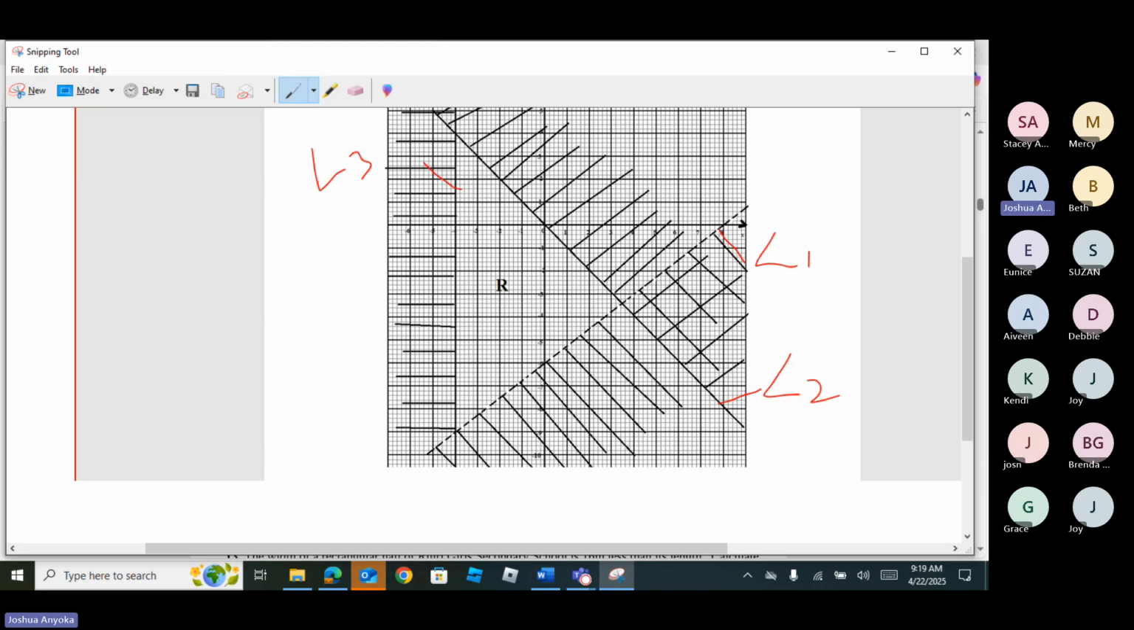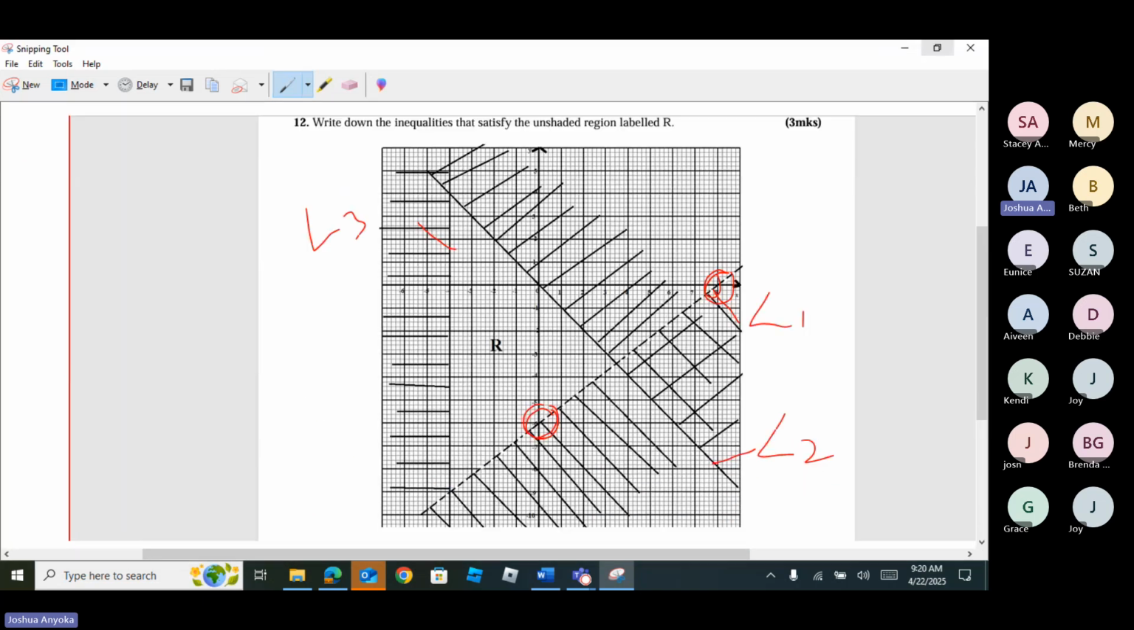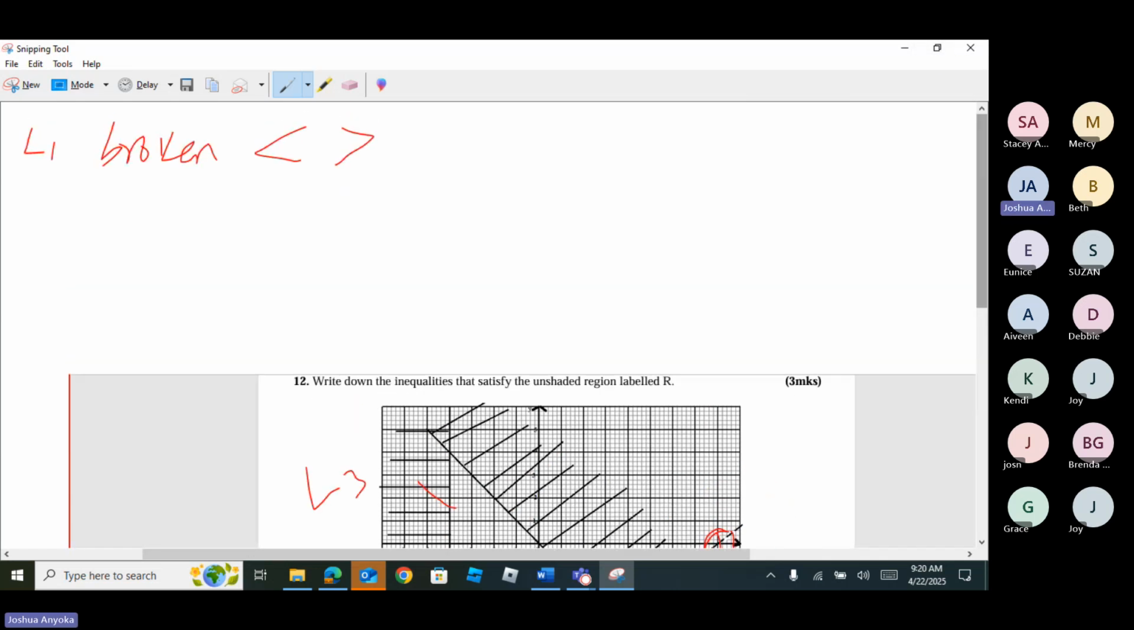The line is passing through 8, 0 and 0, negative 6. And they are the intercepts. So we form the equation of this straight line. The line is passing through 0, negative 6 and 8, 0. So we want now the equation for this one.